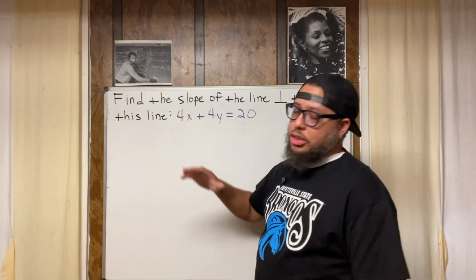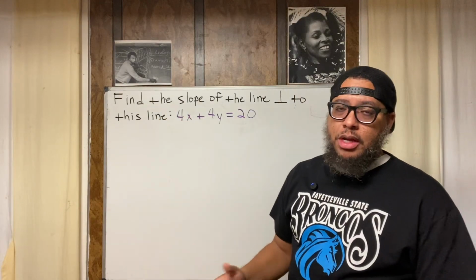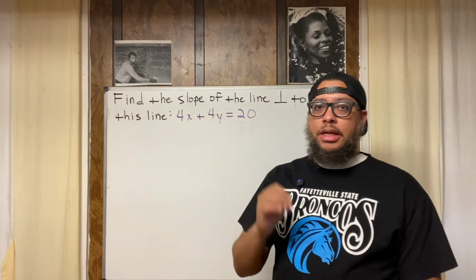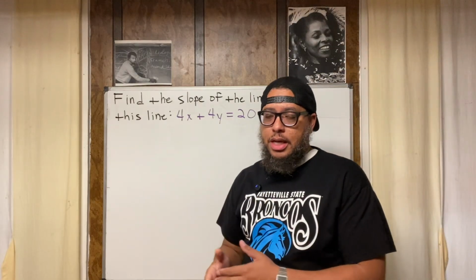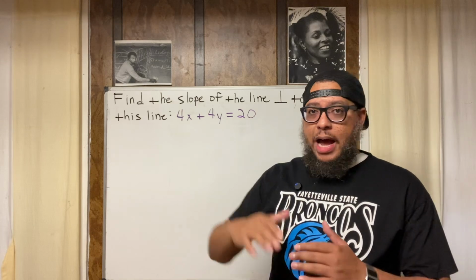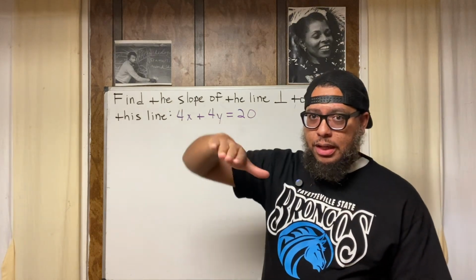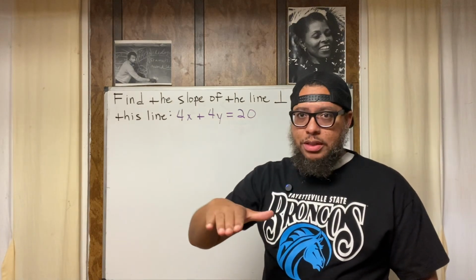First, find the slope. First of all, what is slope? Slope is a number. It's a number that you find within an equation. What does it represent? It represents how flat or how slanted a line is going to be. That's what slope is.